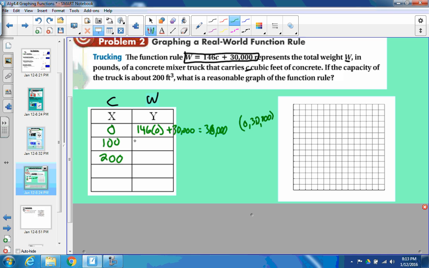Second one, we're going to plug in 100, so it's 146 times 100 plus 30,000. That's going to equal, so 146 times 100, you can check on a calculator, but I believe it's 14,600. You add 30,000 to that, you're up to 44,600. So the ordered pair is 100, 44,600.